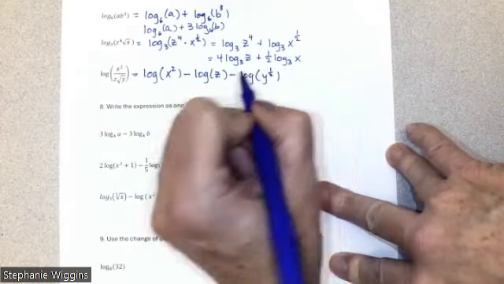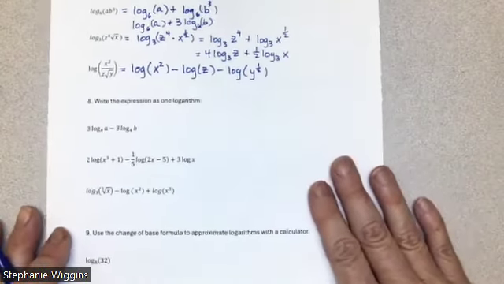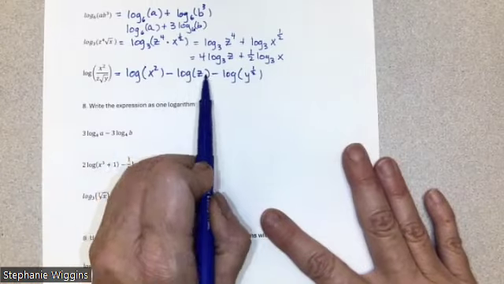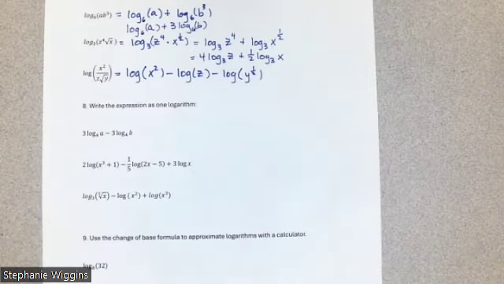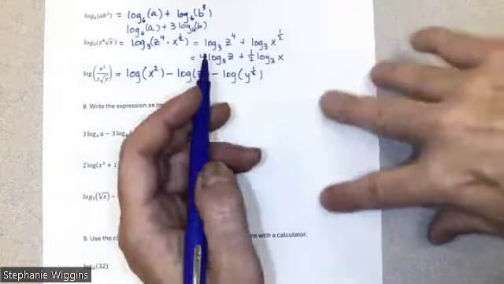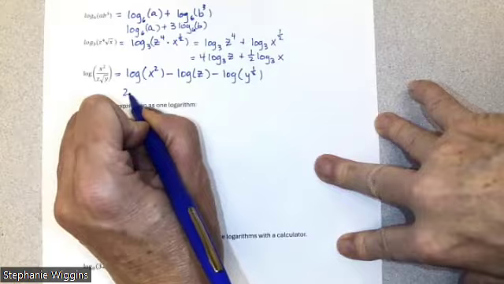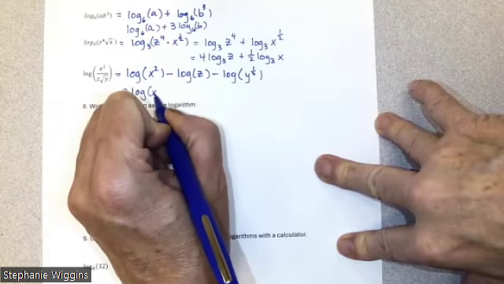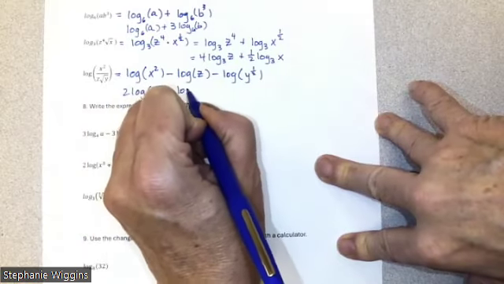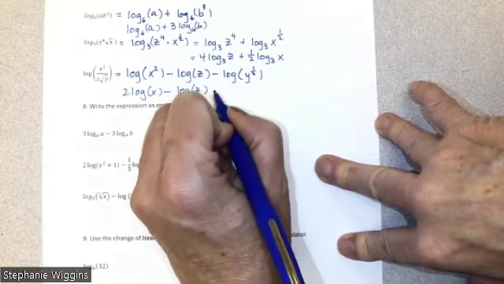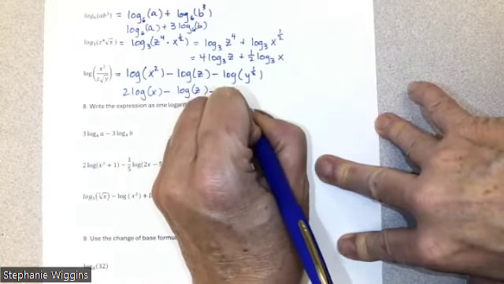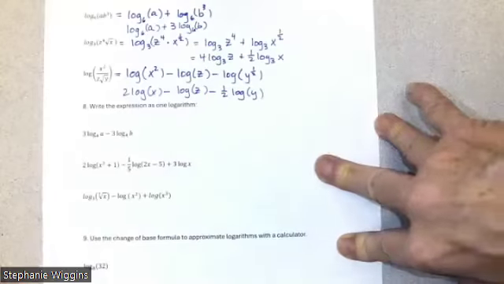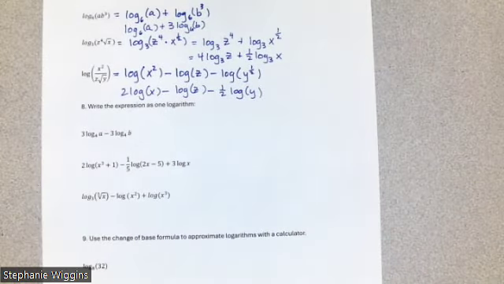Okay. So anything that's in the denominator is going to have a negative out front. And then we do the same thing with the exponents as we did earlier. We just bring those out front. So this becomes 2 log of x minus log of z minus 1/2 log of y. So that's how we expand logarithms.